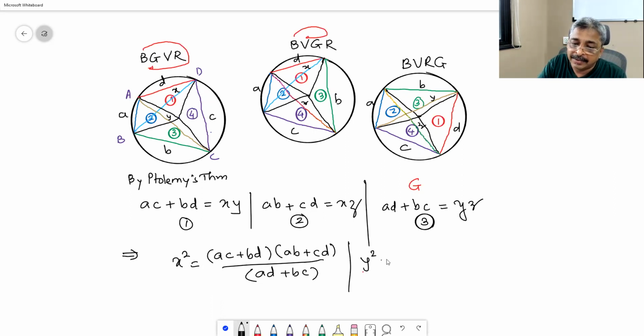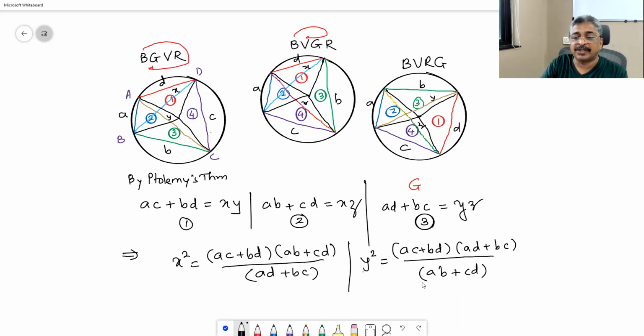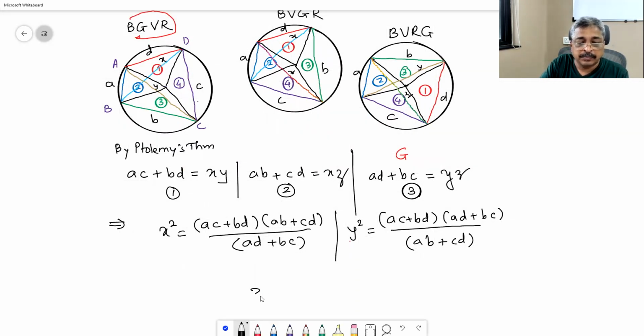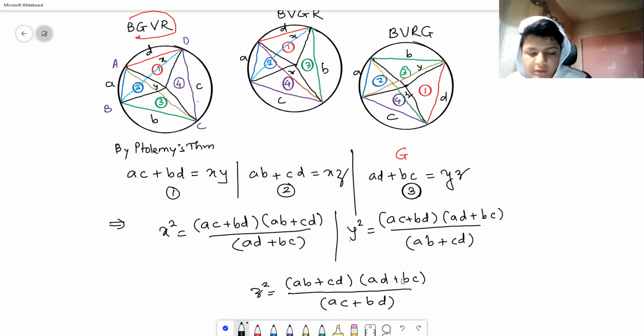I can find out y square. How? We should multiply 1 and 3 and divide by 2. So (AC plus BD) into (AD plus BC) upon (AB plus CD). This is y square. Similarly, we can find out z square by multiplying 2 and 3, dividing it by 1. So (AB plus CD) (AD plus BC) upon (AC plus BD). So we can find x, y, z when these three quadrilaterals are given, right?